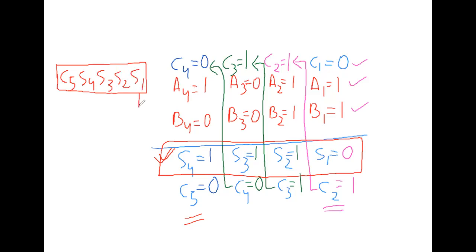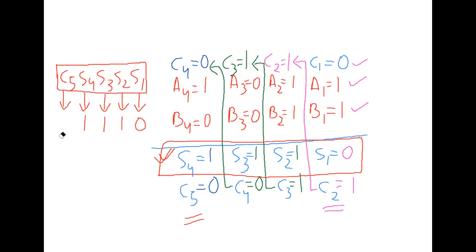So what will be the answer? S1 is 0, S2 is 1, S3 is 1, S4 is 1, and C5 is 0. Understood? So this is your answer actually. See, if the last carry bit C5 is 1, the number will be like this. Otherwise, if it is 0, it will show you only this number. Carry bit is 0, means the answer will be 1110.